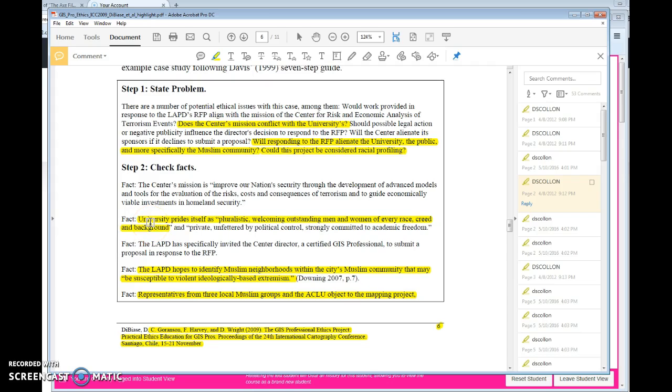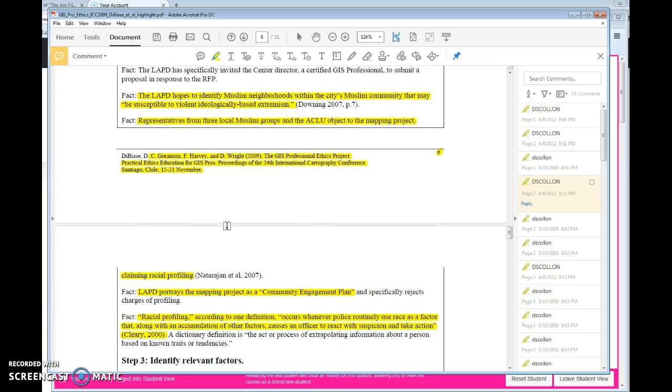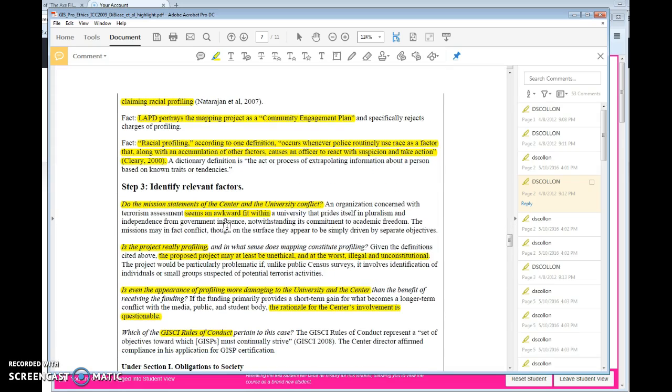Fact, the university prides itself on being pluralistic, welcoming outstanding men and women of every race, creed, and background. Fact, LAPD hopes to identify Muslim neighborhoods within the city's Muslim community that may be susceptible to violent ideological-based extremism. Fact, representatives of three Muslim groups and the ACLU object to the mapping project as racial profiling. Fact, LAPD portrays the mapping project as a community engagement plan. Fact, racial profiling, according to definition, occurs when the police routinely use race as a factor in suspicion.